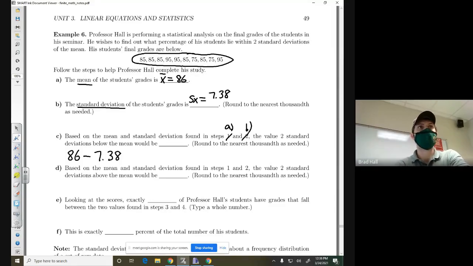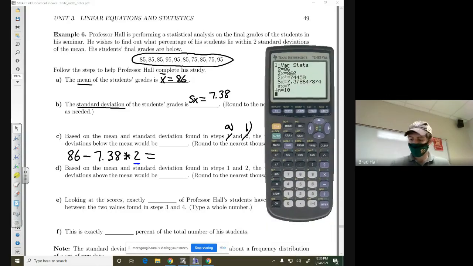What's that? Well, we do the 7.38 times 2. That's right, times 2, because we need to subtract from the mean twice to get 2 standard deviations from the mean. So that's where the 2 is coming from here. So we have to subtract by 2, or in other words, we are subtracting the standard deviation 2 times. And whatever this comes out to be, I think that it's some interesting number. 86 minus 7.38 times 2.